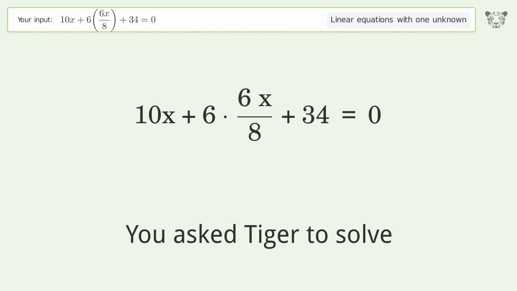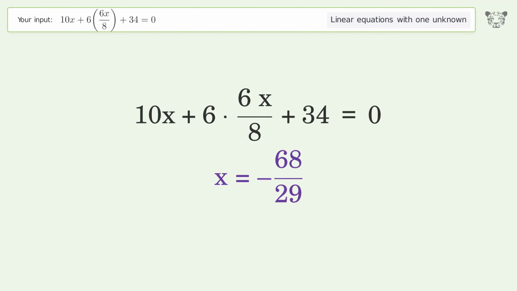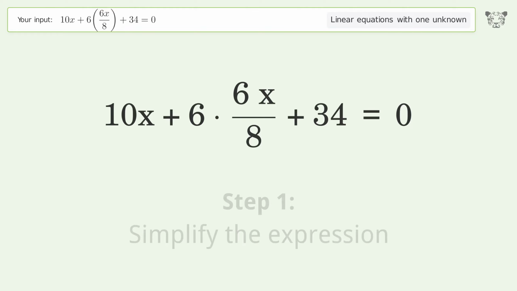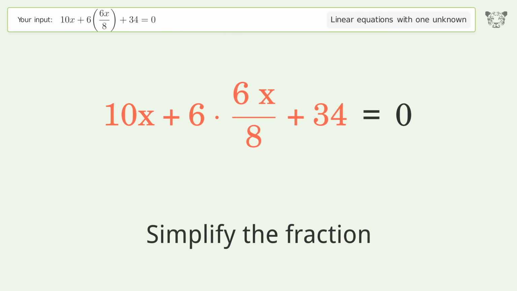You ask Tiger to solve. This deals with linear equations with one unknown. The final result is x equals negative 68/29. Let's solve it step by step. Simplify the expression. Simplify the fraction.